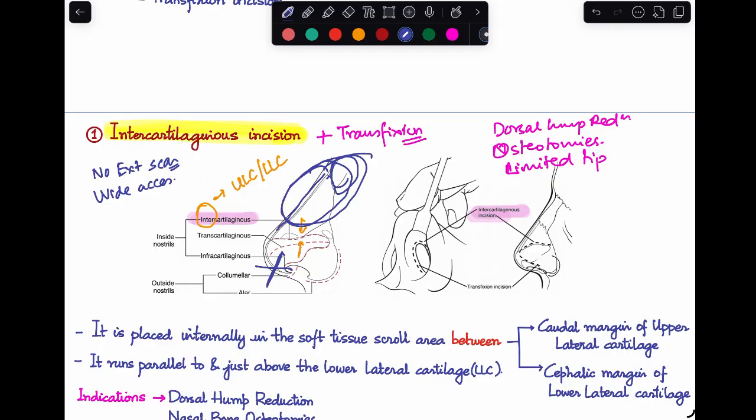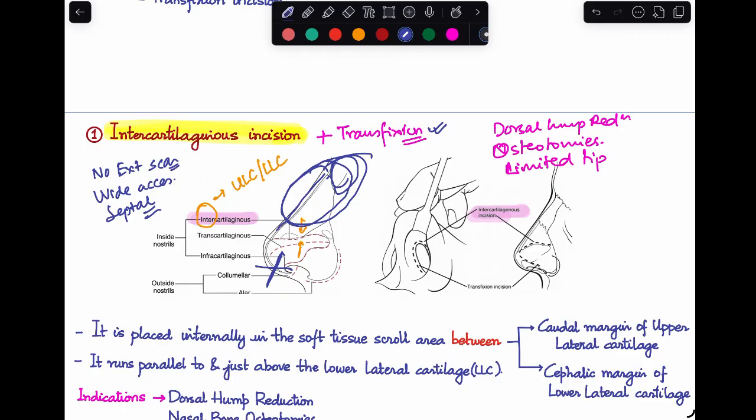We get a very good access to this area, but we do not get a good access to the tip area of the nose. And because we are able to combine this incision with the transfixion incision, this can also give you very good septal exposure. Another advantage is that this also preserves the interdomal ligaments that are present in the nose. So these are some advantages of the intercartilaginous incision.